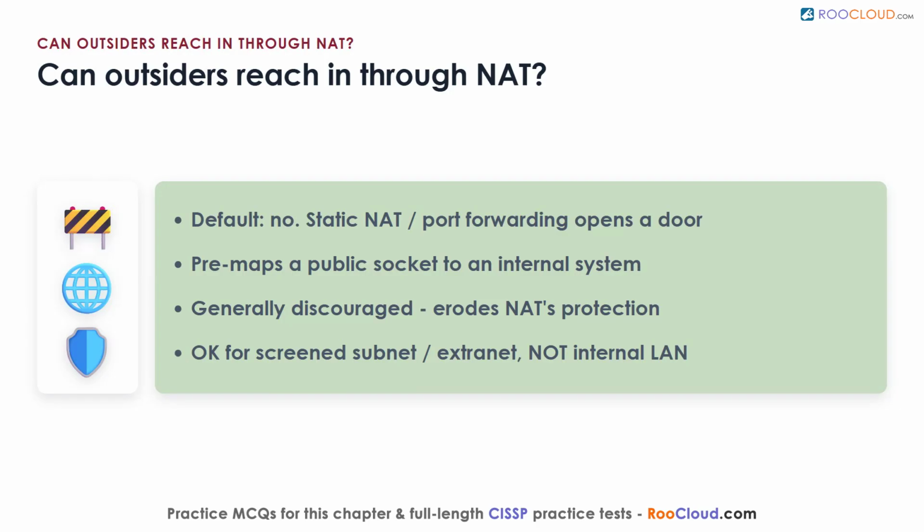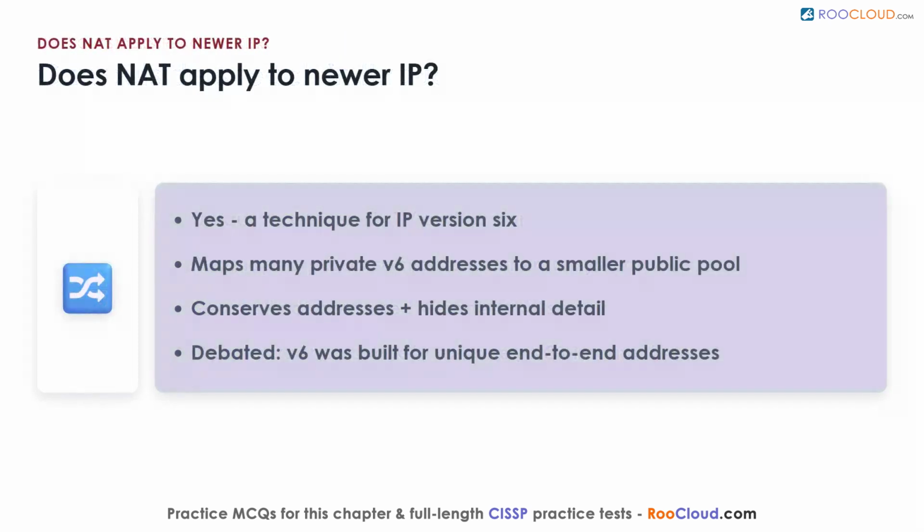It can be reasonable for a system sitting in a screen subnet or extranet, but never for a machine on your trusted internal network. Treat it as cutting a hole in your own wall, justified only when you truly need one. Does translation apply to the newer IP version 6?